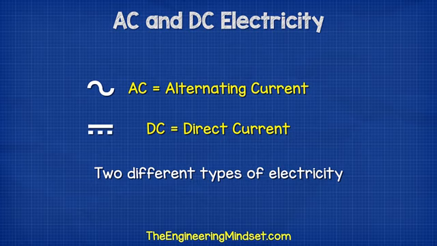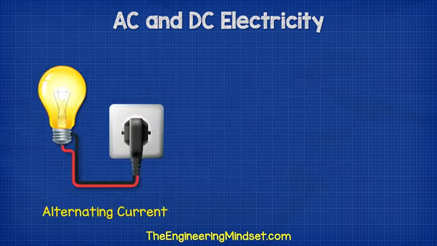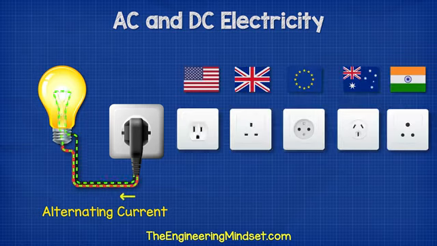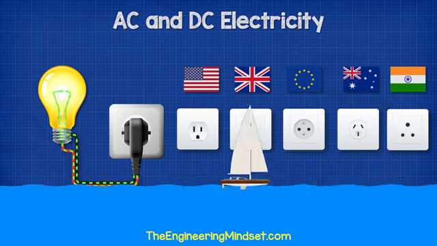AC and DC are different types of electricity. The plugs in your homes provide AC or alternating current. In this type, the electrons do not flow in a continuous loop. Instead, they alternate between moving forwards and backwards, just like the tide of the sea.